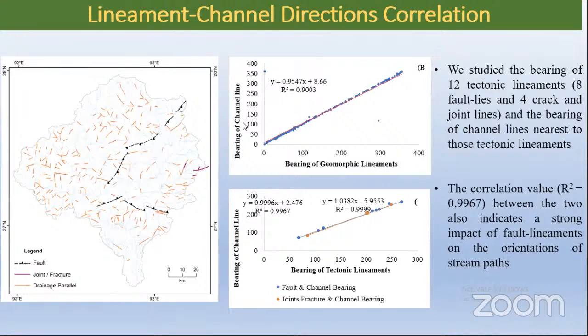And we are trying to find out a correlation between the bearing of the channel line and this lineament. From this geomorphic lineament, the R value is 0.9901, which indicates that the basic channel pattern is more correlated with this lineament. And from this tectonic lineament, it is showing a maximum 0.99 correlation, which indicates the total drainage channel pattern follows the tectonic lineament. And there is also another thrust fault located there, which I will discuss later.